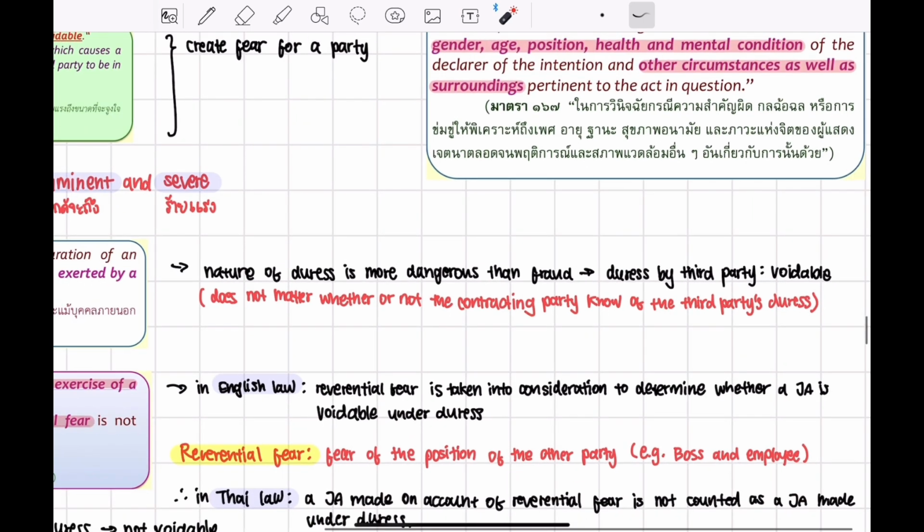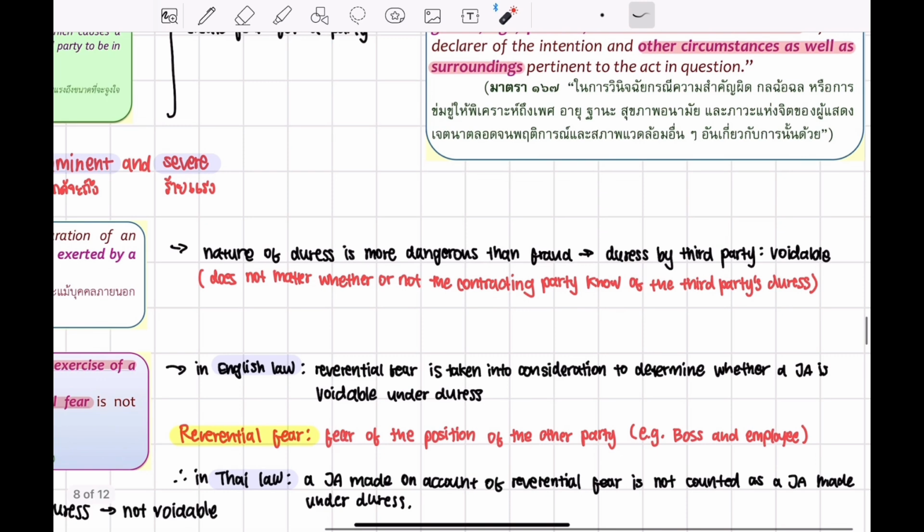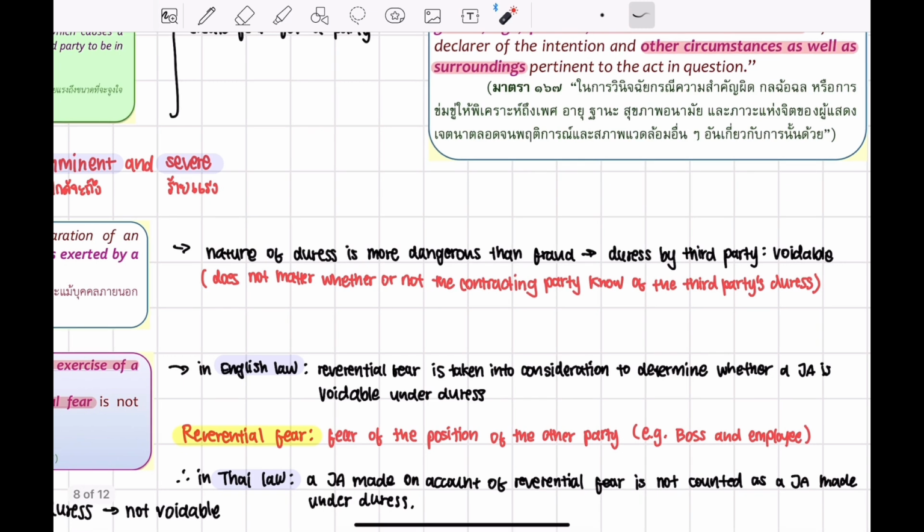But because duress is more dangerous and the nature is more serious, the duress exerted by a third party means that the declaration of the threatened party becomes voidable instantly. And it does not matter whether or not the contracting party knows of the third party's duress.